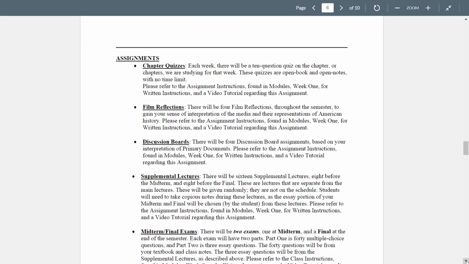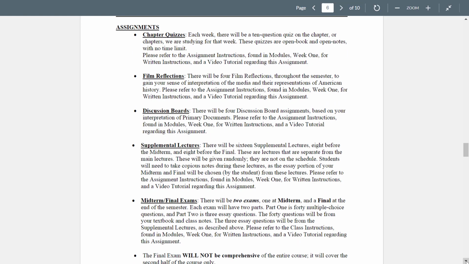Okay, this is the important part here. What are the assignments? So please read these. Most importantly, as you see at the bottom of each of these, I say please refer to the assignment instructions. Each one of these will say that. Assignment instructions is what I mentioned earlier. Modules, week one, scroll down to class two, and there they are.